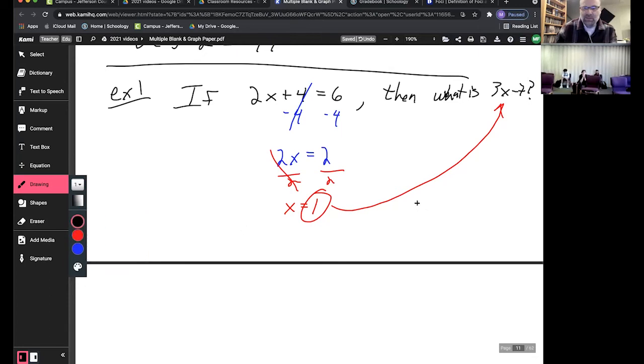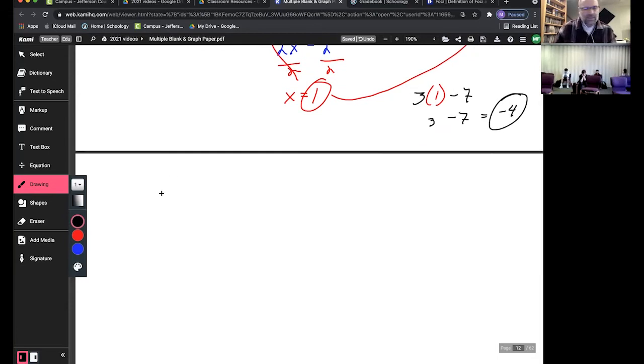All right, so 3x minus 7. So that's just 3 minus 7, which is negative 4. So that's it. You have to first solve the equation to find x, and then you have to plug that value in for x. Okay, so let's see if you guys can do this one. Here's example two.